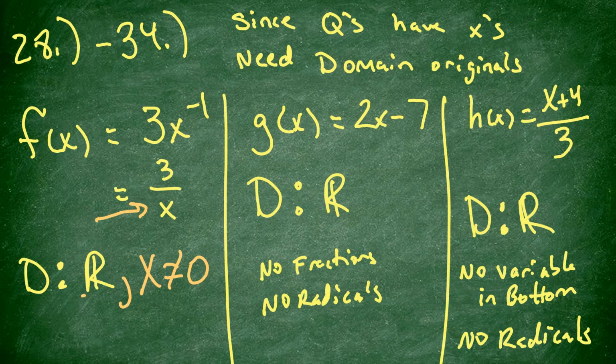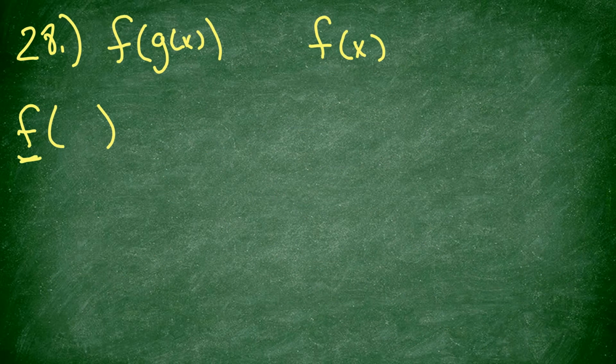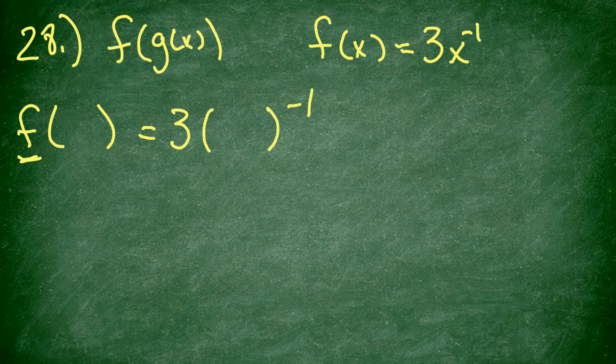All right, 28, I have f of g of x. So the first thing I'm going to do, I'm going to write f of big old blank space. Now, because I'm using f, I need to know what f of x is. So I go back and look, and I see f of x is 3x to the negative first power. So instead of writing x, I just write big old blank space. So I put 3 of big old blank space to the negative first power.